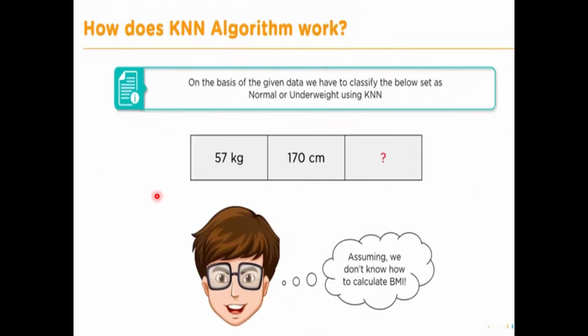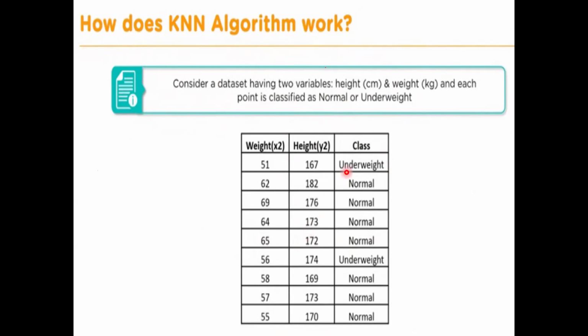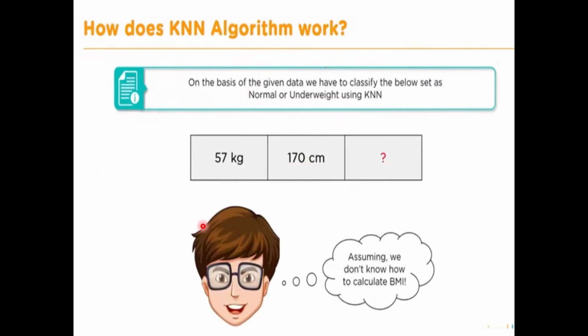After that, on the basis of the given data, we have to classify the new point as normal or underweight. These are the existing data points. Along with them, I'm going to consider two more values, 57 kg and 170 centimeters, and predict what class it belongs to, underweight or normal. Right. So assume that we don't know how to calculate BMI. My machine learning algorithm doesn't know the BMI calculation, and it has to predict using KNN. This is my challenge now.